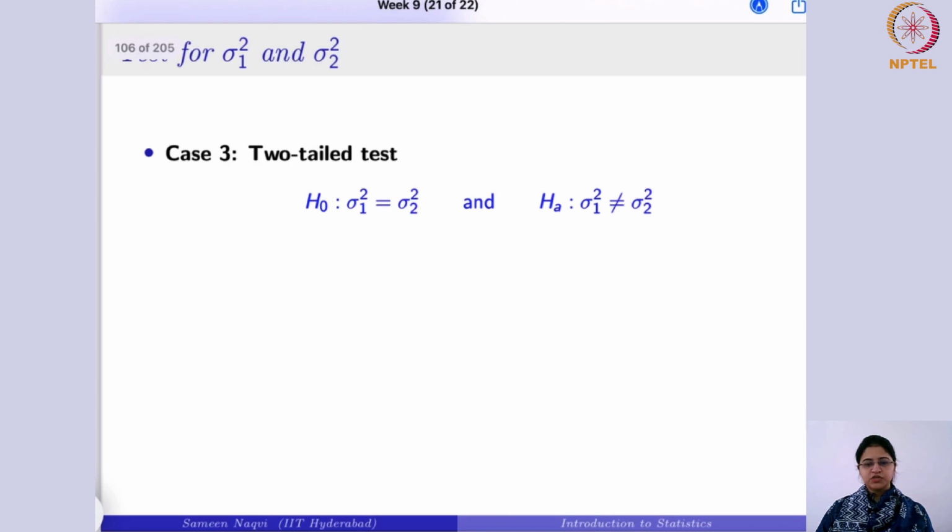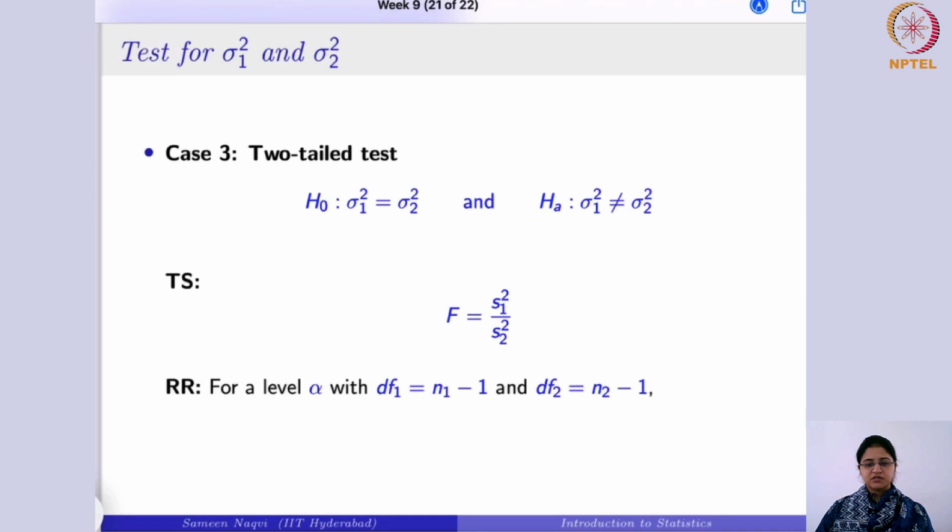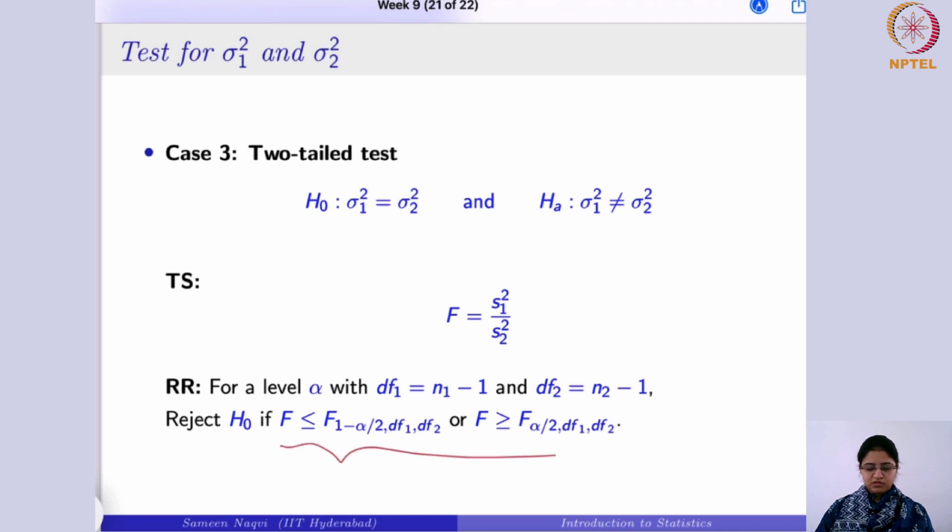Likewise, you will have the two-tailed test. Here, in the null hypothesis, the claim is that the two variances are the same, and in the alternative it is that they are different, right? Considering this test statistic, we are going to reject the null hypothesis if it is falling in this region. So this is basically F star, right?